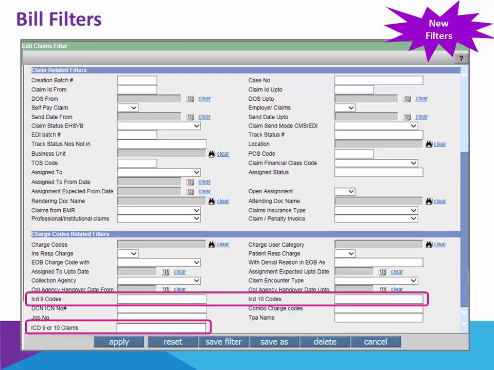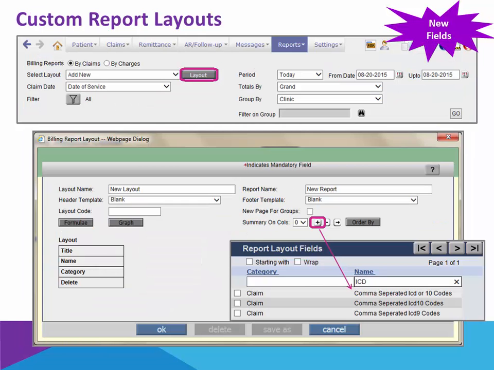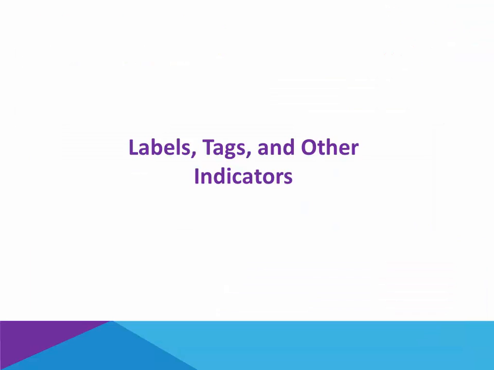Bill filters accommodate 9 and 10, both at the claim level and at the individual code level, depending on how you need to filter your claim searches. Custom report layouts: we've added new fields. If you are using any kind of analysis report, maybe you need to know how your reimbursement has been affected from the ICD-10 transition. You can add both your 9 and 10 codes to your analysis report and get that information. Now, those are the behavioral enhancements.